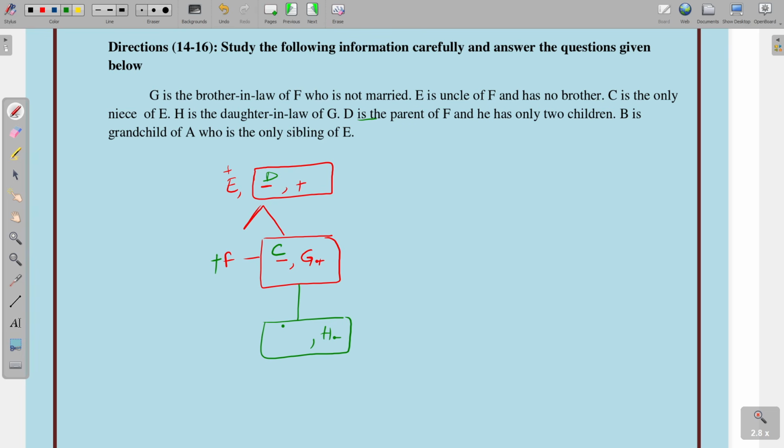B. So see, D is the parent. So D is placed here, and A and E are brother and sister. And next, B is the grandchild. It means B is placed here. B is the child of C and G. So this is the final arrangement. And next, let us move on to the questions.